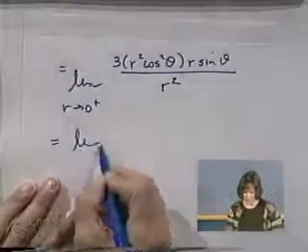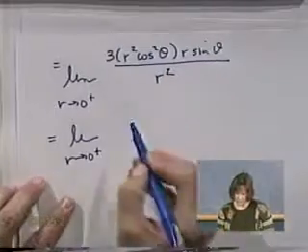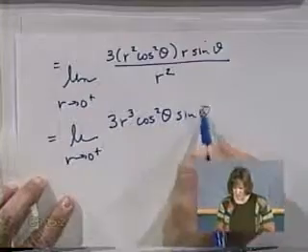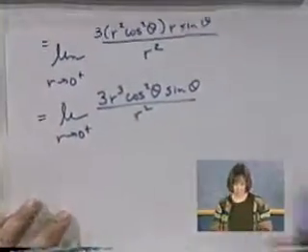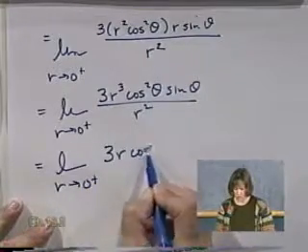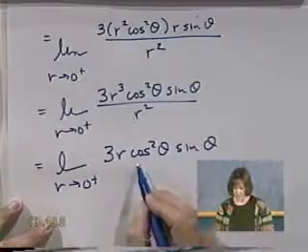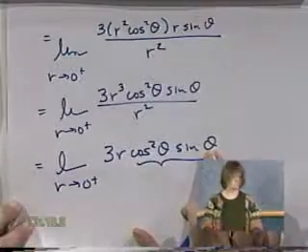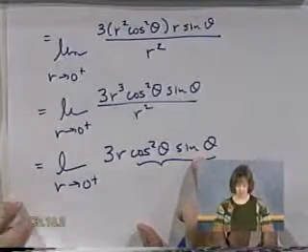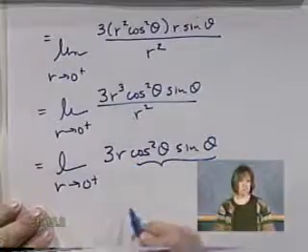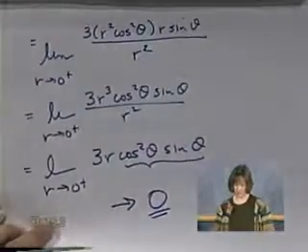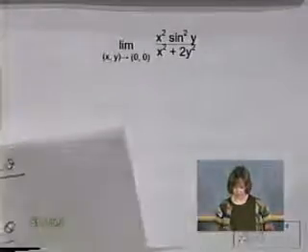So this gives me the limit as r approaches 0 from the positive side of 3r cubed cosine squared theta sine theta over r squared, which gives me the limit as r approaches 0 from the positive side of 3r cosine squared theta sine theta. No matter what theta is, the biggest that can be is 1 times 1, right? The least it can be is -1. But r is going to 0. So what's this limit going to? 0. We are done. Polars are wonderful.